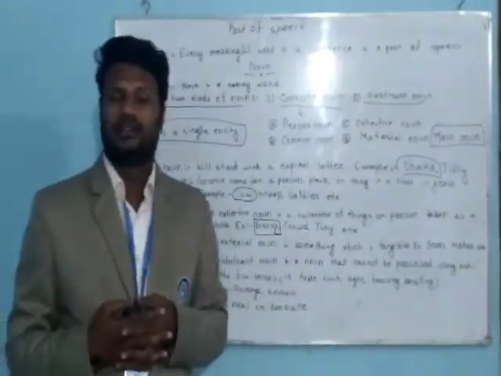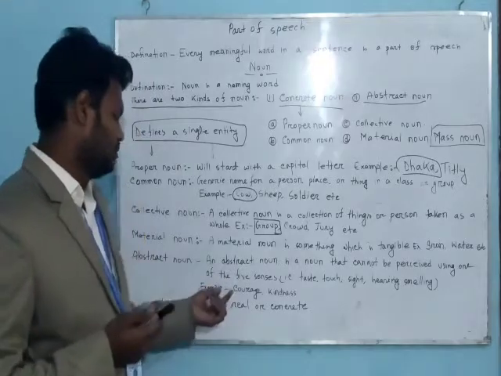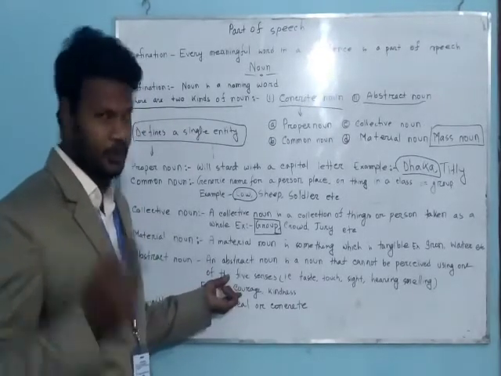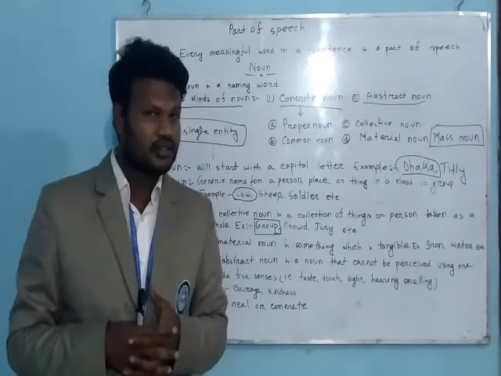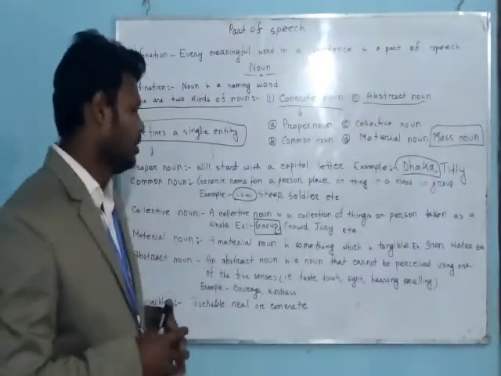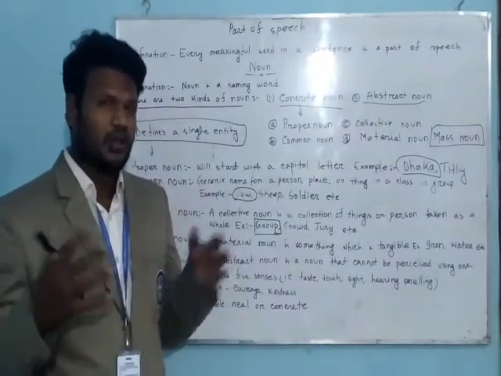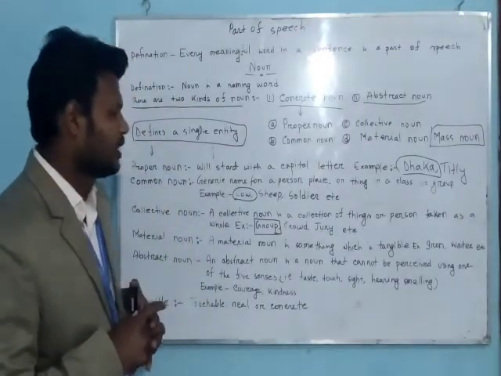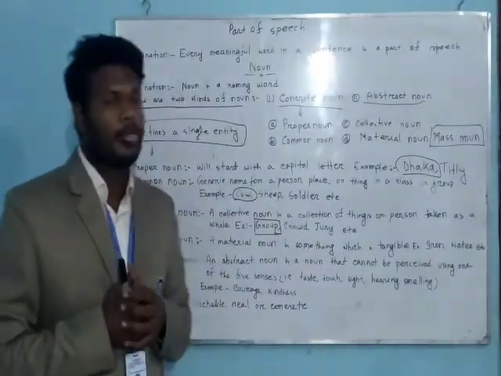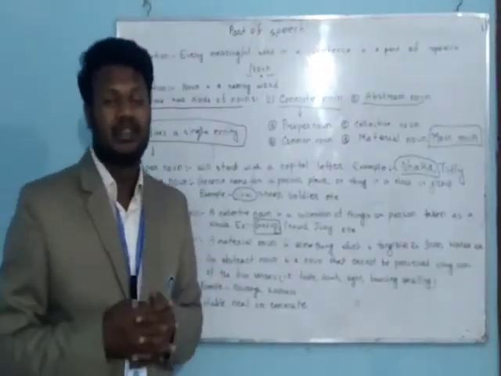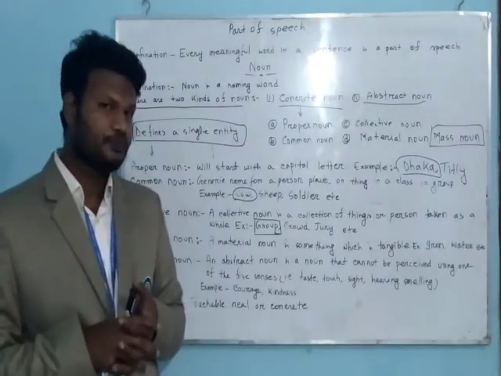You cannot see it, you cannot touch it, you cannot taste it. And do you know what courage is? Of course, you know what courage is. Have you ever seen courage? No. Have you ever tasted courage? No. So something that you cannot touch, taste, see, hear, or smell, these kinds of nouns are known as abstract nouns.